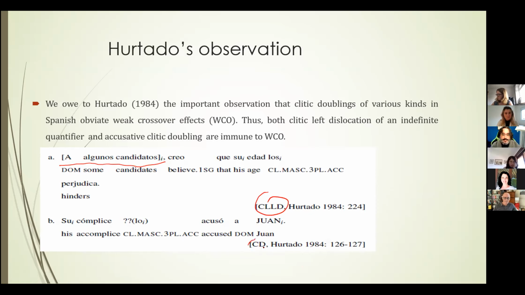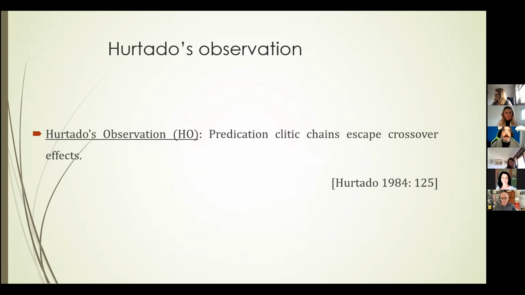That's the substantive part of Hurtado's observation, because as I said before, Chomsky, also Koopman and Sportiche, noticed that clitic constructions can obviate weak crossover, okay? And the observation is the following, right? Predication clitic chains escape crossover effects. This is a literal quote of Hurtado's paper. Okay. What is a predication clitic chain?